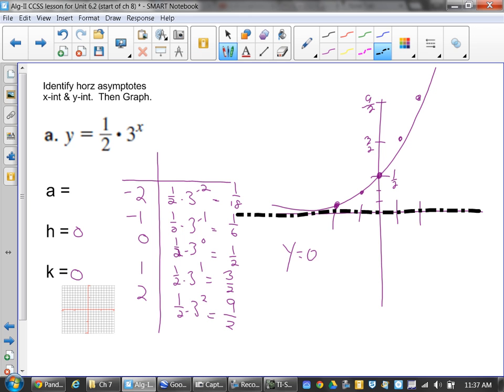Where's our y-intercept? The y-intercept is 1 half. Is there an x-intercept? No, because the horizontal asymptote is 0. Correct. What's your domain and what's your range? Domain is all real numbers and range is greater than 0. It's not greater than or equal to, correct? No. It's greater than, because it can't be 0. Very good.